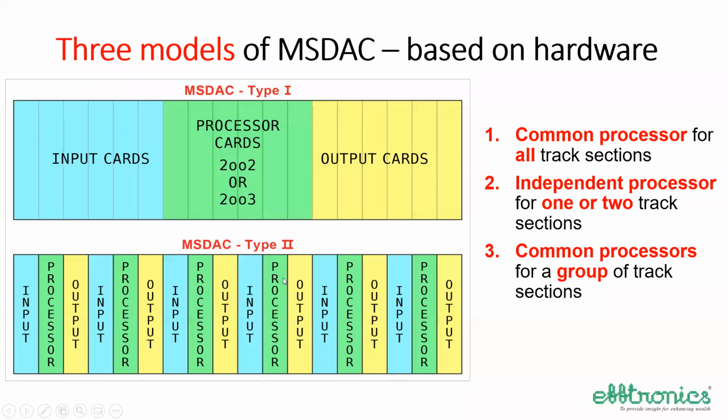And there are some, that is type 2, that there is a separate input card, a processor unit and output card. Processor means it is 2 out of 3, not single processor. This entire thing takes care of maybe 1 or 2 sections. Similarly, this second one, third one, fourth one, fifth one, like this. Then common processor for a group of track sections. Let us say for about 8 sections, 1 processor unit, like that also can be there. So there are 3 types of models.